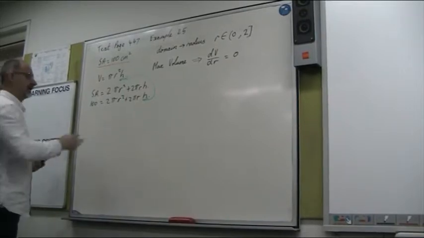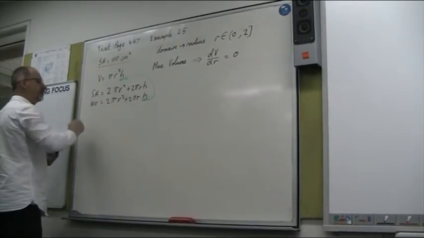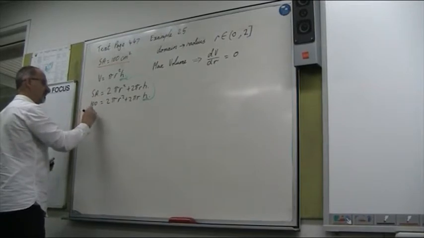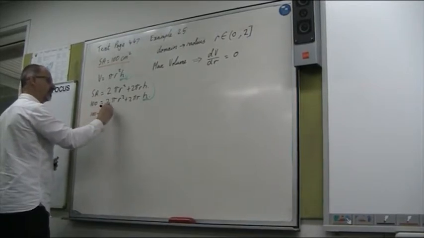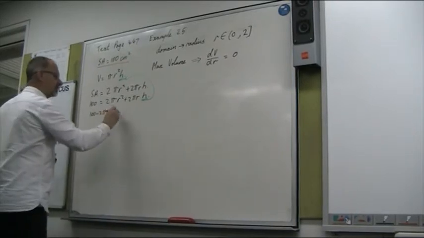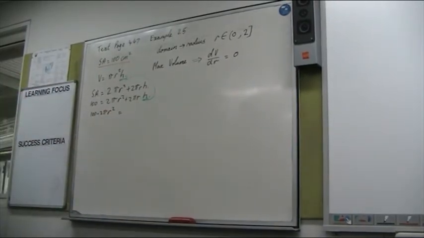Alright, so first of all, move this stuff. 100 minus 2 pi r squared. Because of all the 2's and the pi's and the r squareds and all the rest of it, it looks very complicated.